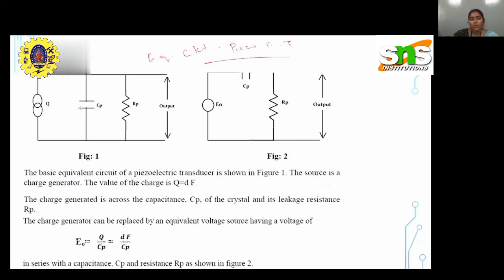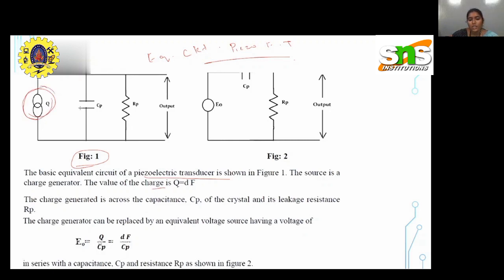Okay, so here they have given a basic equivalent circuit of piezoelectric transducer, that is figure 1. Here the source is given as a charge generator, because when you apply any kind of mechanical energy, the first step is that the crystal gets deformed. As a result, you have a generation of charge. So that's why here the source is nothing but the charge generator.